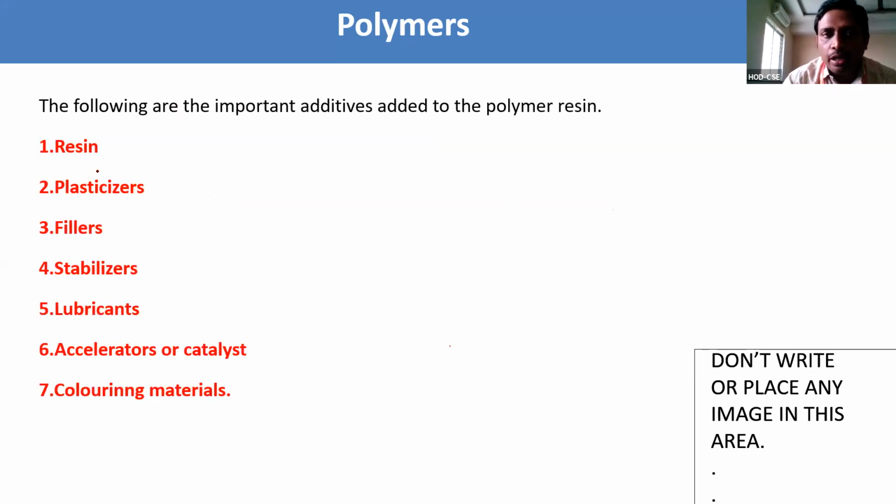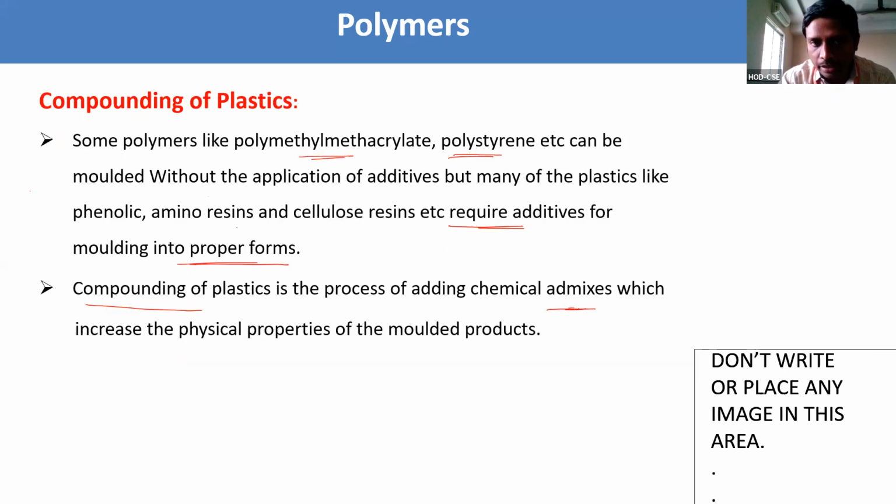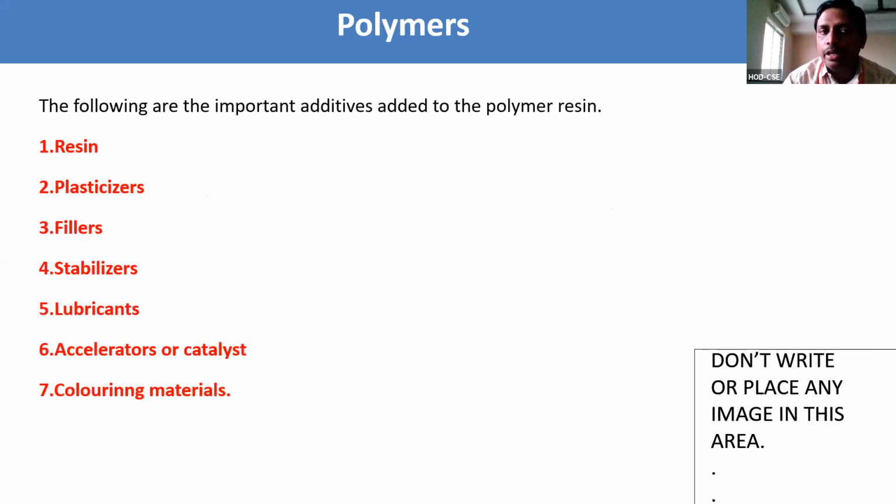Here, the following are the important additives. Additives are nothing but chemical admixes here. The process of adding chemical additives which increase the physical properties of molded products is called compounding of plastics. Okay, here the following are the important additives added to the polymer resin. These are the important additives, chemical admixtures. These are going to be added to get the desired form of the plastic.